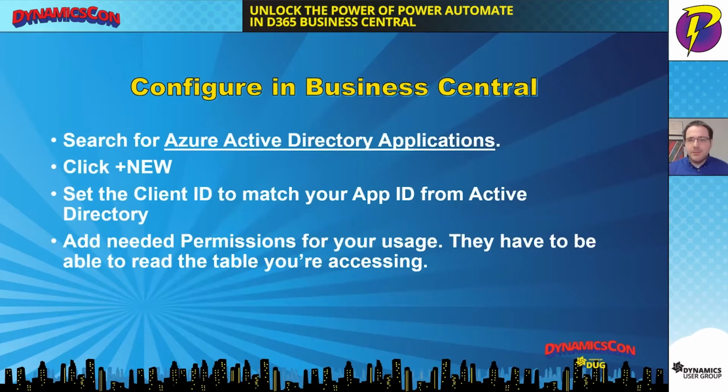One last step for the configuration, we have to go into Business Central. You want to search for Azure Active Directory Applications, click New. You want to set the client ID to match the app ID from your Active Directory. That's one of the numbers that we just recorded. And then you need to add permissions for that app.